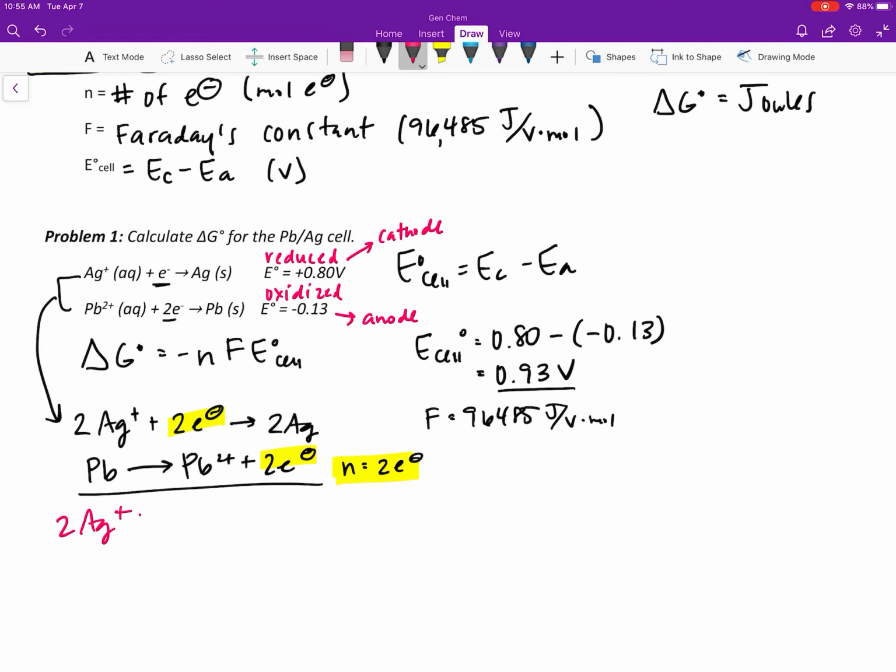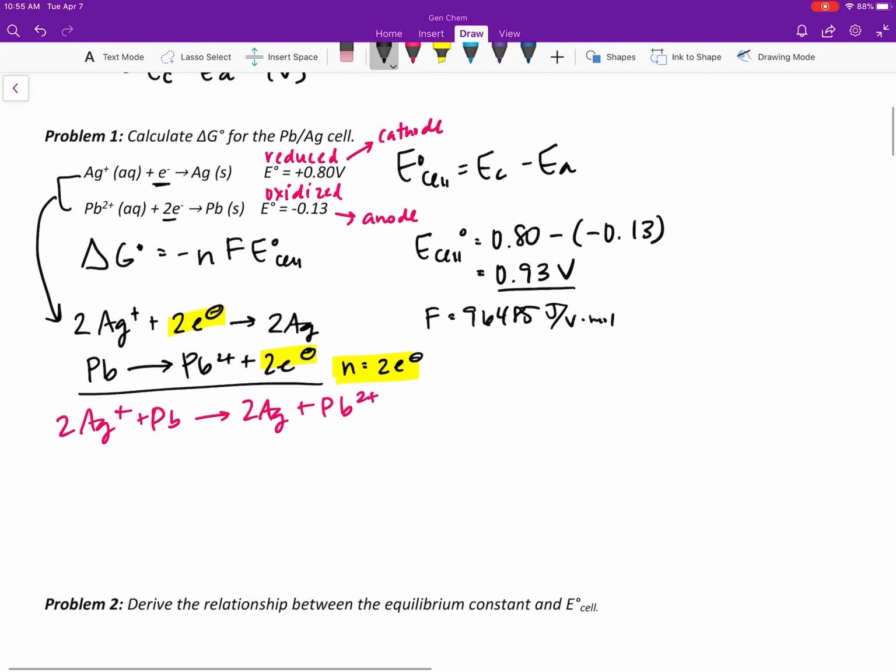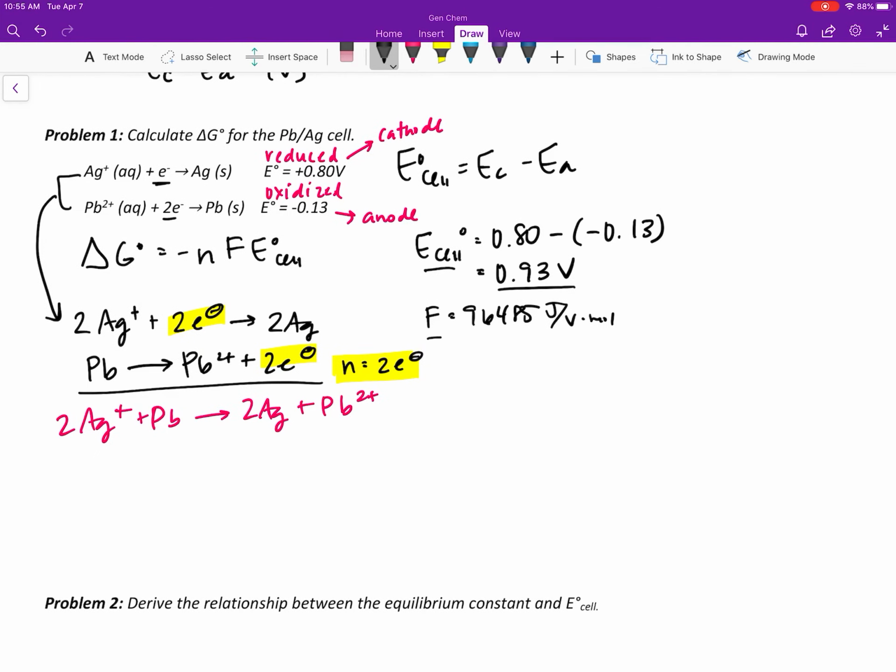And then this would be my net ionic equation. Okay? But there are no electrons in the equation you see there in pink because they cancel out, because they're exchanged. They're not necessarily reacted or produced, they're just exchanged, and so they don't show up in that overall equation. So now I have all the values I need.